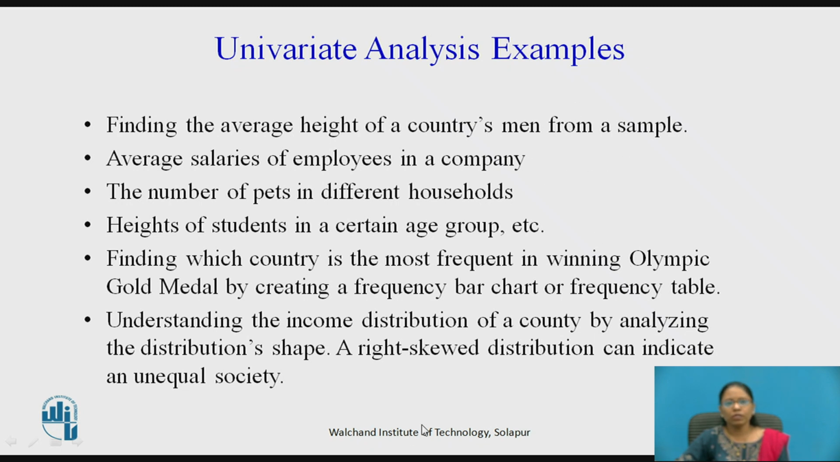Univariate analysis examples in real life are finding the average height of a country's men from a sample, or finding the average salaries of the employees in a company, or finding the number of pets in different households, or finding the heights of the students in a certain age group, or finding the country's most frequent winning of Olympic gold medals. For this we need to create a frequency bar chart. Another example is understanding the income distribution of a country by analyzing the distribution's shape. The shape can be right skewed. If it is right skewed, one can conclude that there is inequality in society.